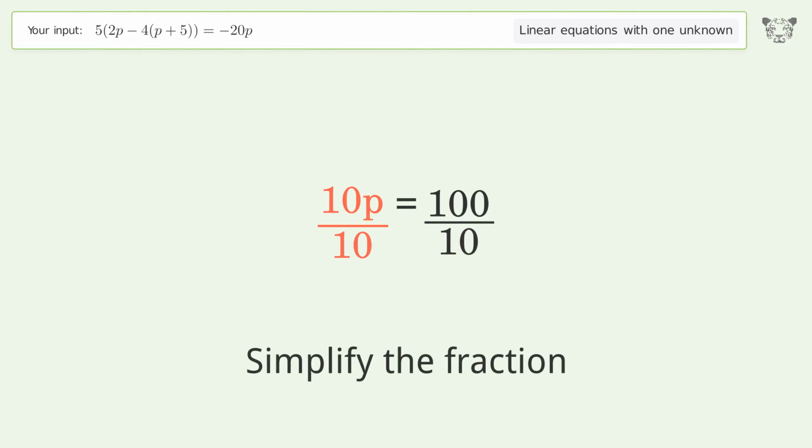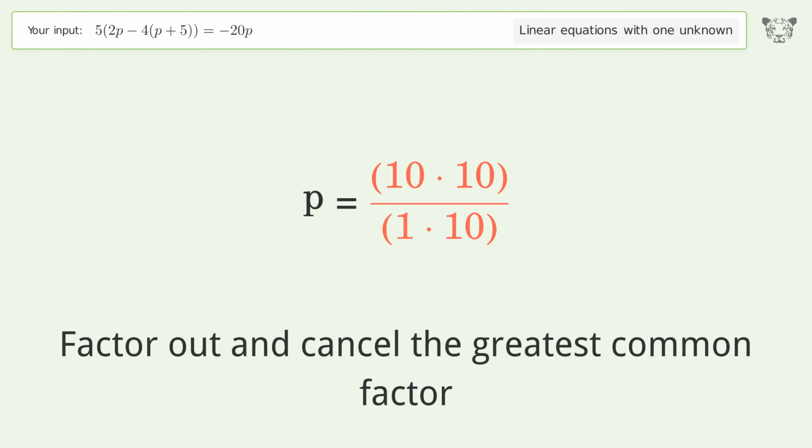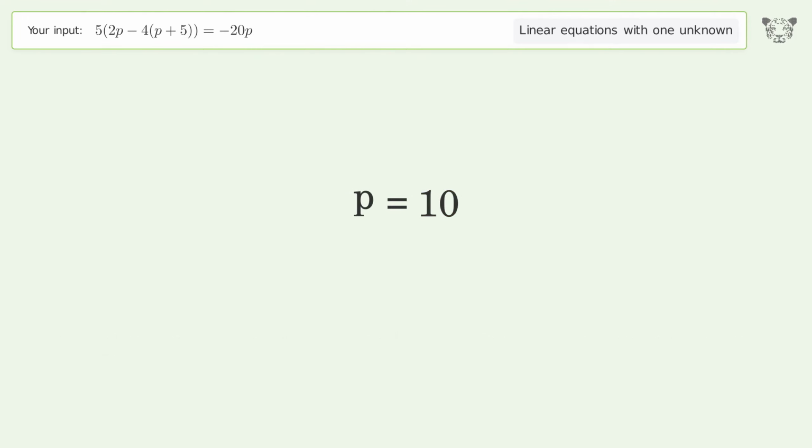Simplify the fraction. Find the greatest common factor of the numerator and denominator. Factor out and cancel the greatest common factor. And so the final result is p equals 10.